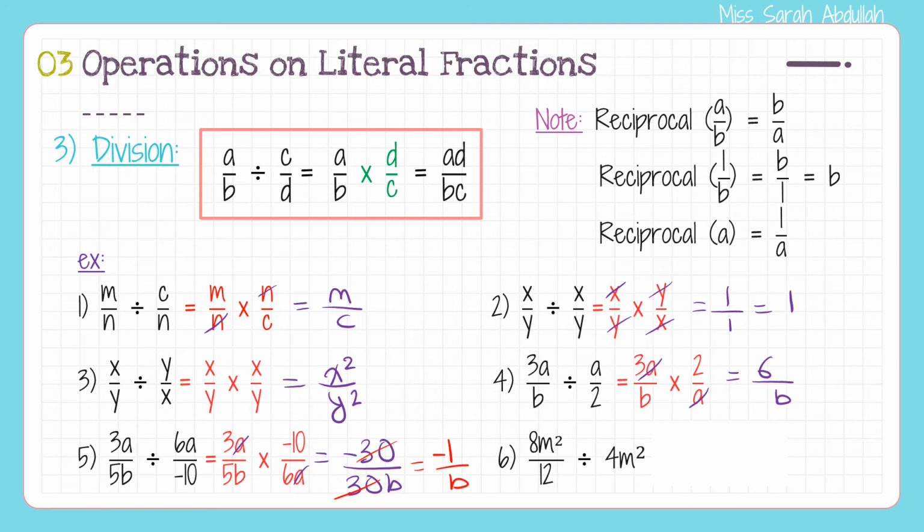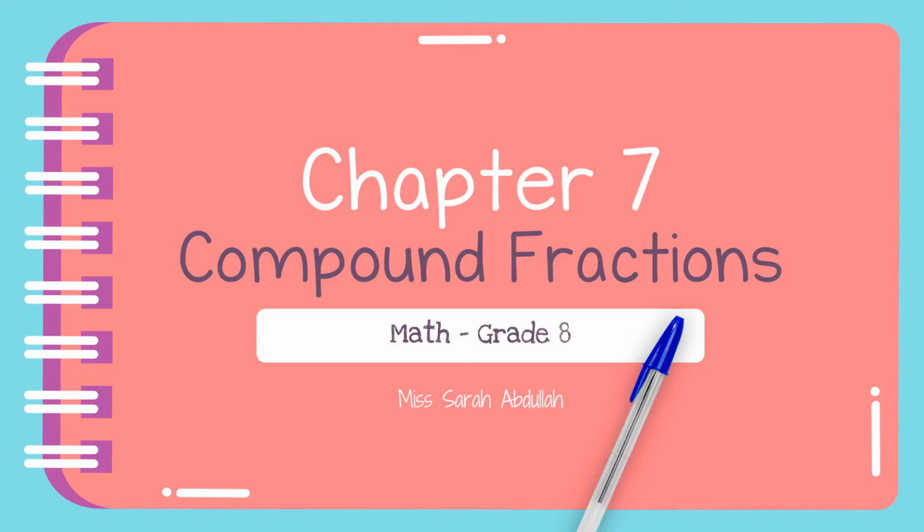And number 6, 8m squared over 12 divided by 4m squared over what? It means over 1. So it becomes multiplied by 1 over 4m squared. Now I can simplify m squared with m squared, right? I can also simplify, divide by 4, it becomes 1. Divided by 4, it becomes 2. Okay, so I have 2 over 12. Can I simplify again? Yes, the 2 becomes 1 divided by 2 and 12 becomes 6. So the answer is 1 over 6.